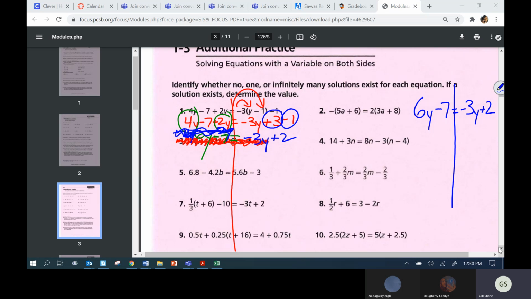So I want to get rid of all of the variables on the right. Once I've combined all the like terms, I want to get rid of all the variables on the right. Well, the only variable now is just the 3y. And to get rid of it, I need to do the opposite, so they will cancel out. But if I do it on one side, I've got to do it on the other side. So that gives me 9y, subtract 7, equals 2.